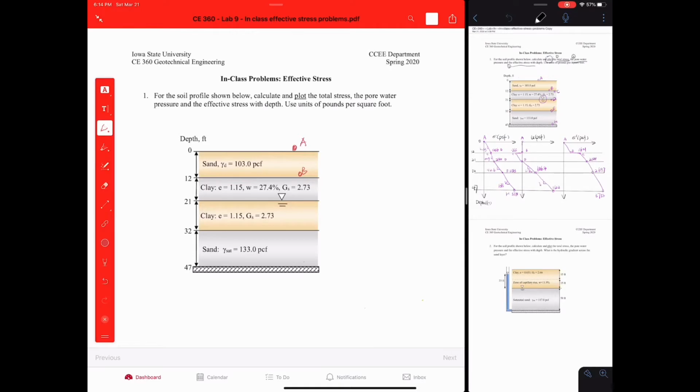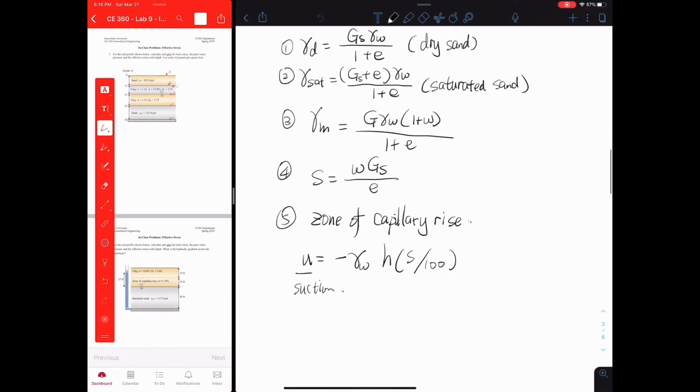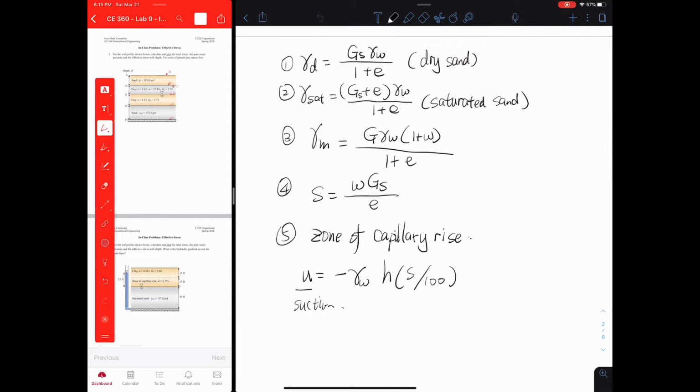Okay, and the point C here, which is within the second layer, at the top of the second layer and below the first layer. Okay, and the point D here, which is at the interface of the second layer and the third layer, and the point F here at the interface of the third layer and fourth layer, and the point H, which is at the bottom of the last layer. Okay, and there are several equations that I would like to emphasize before we calculate this problem.